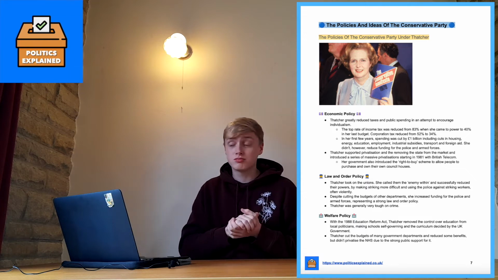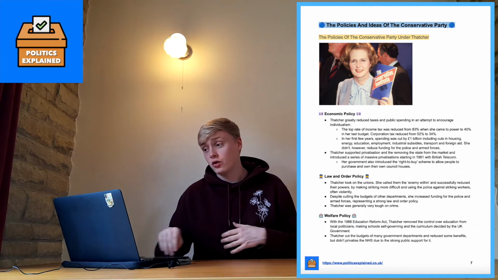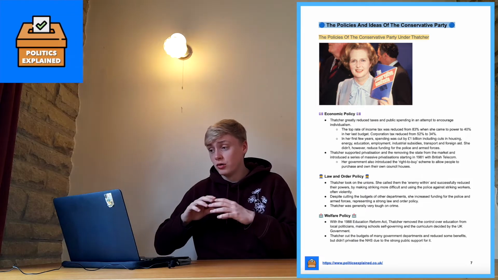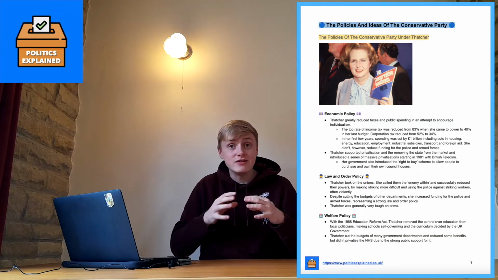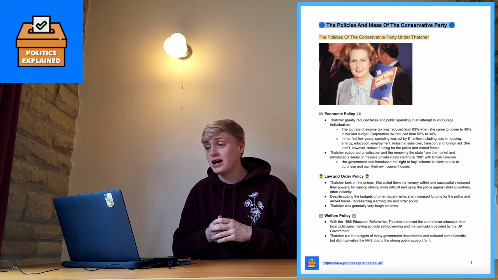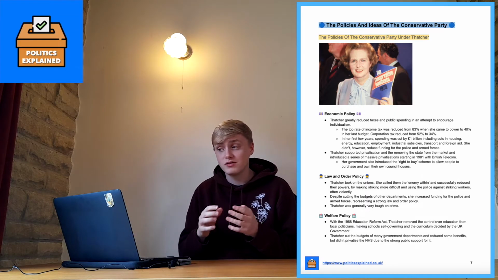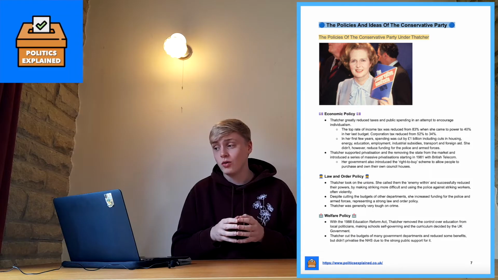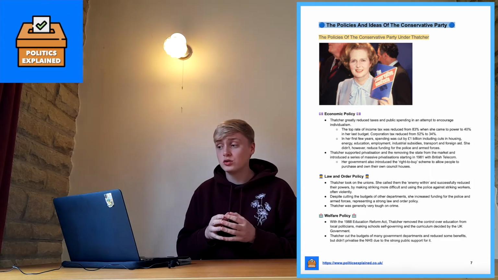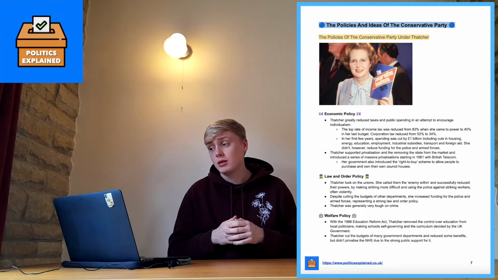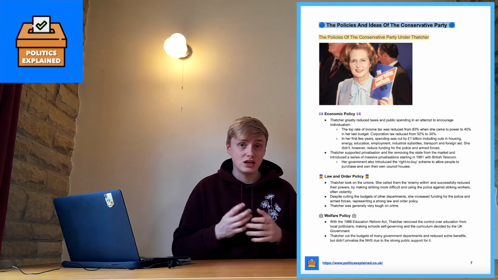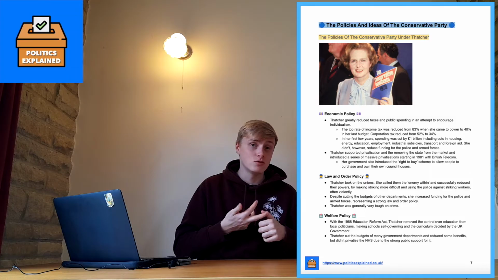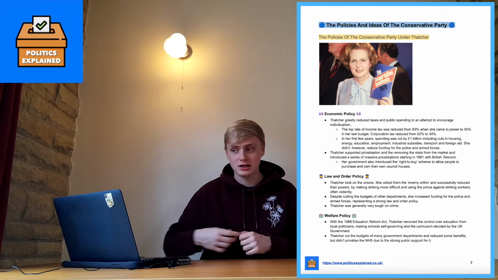So cutting taxes and cutting public spending were 2 key parts of her economic policy. The third part was privatisation, which you can really note in your essays. She supported privatisation and the removing of the state from the market, so very much believed in free market economics, and introduced a series of huge privatisations that started in 1981 with British Telecom. Her government also introduced the right to buy scheme to allow people to purchase and own their own council houses. So those are the three key policies: privatisation, reducing taxes, and reducing public spending.